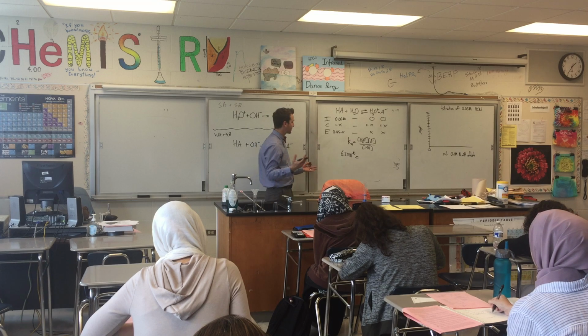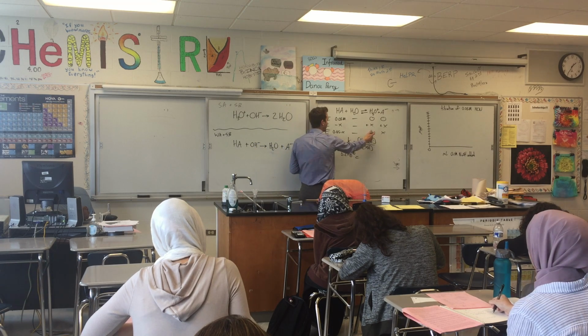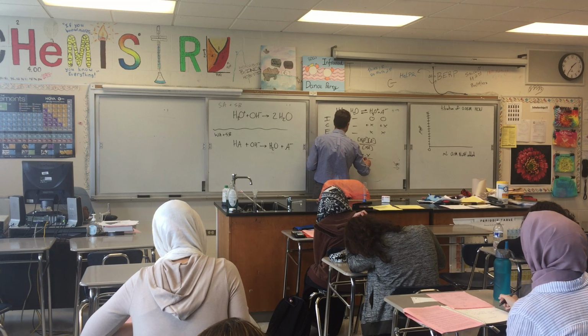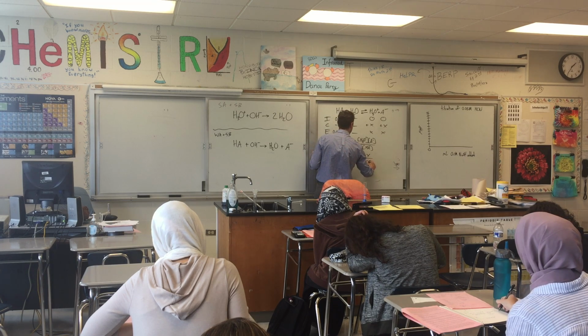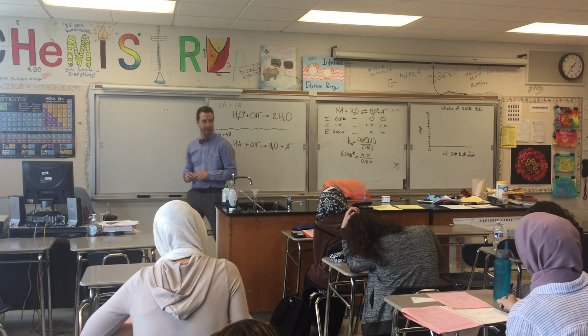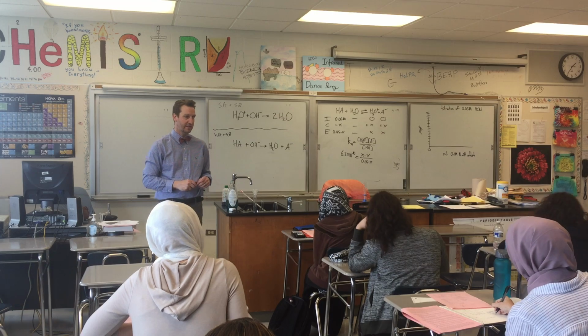So we know how to do these. That's our K value. We plug into our ICE table values, x times x over 0.05 minus x. This is why you need your calculators out. Let's see if we can solve this.